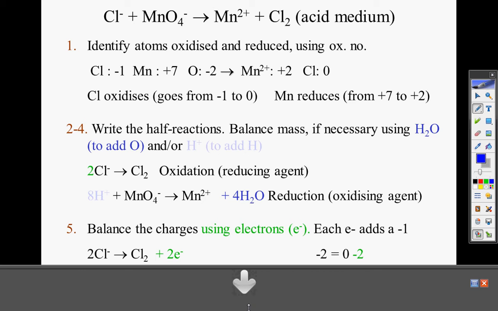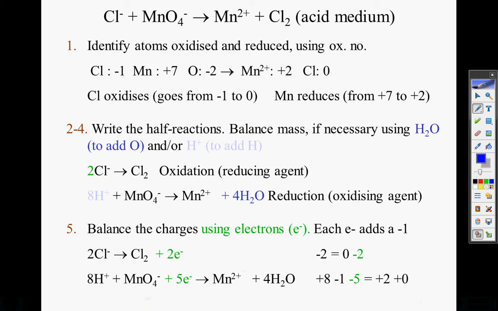Now, anybody have the bottom one? DeMarco, I bet you got it now. What do you got? Look, it's right here. Come on. How many electrons do you need? Going with 5? Perfect. Perfect as a slice of pie in heaven. Plus 8 minus 1 minus 5 equals plus 2 plus 0.